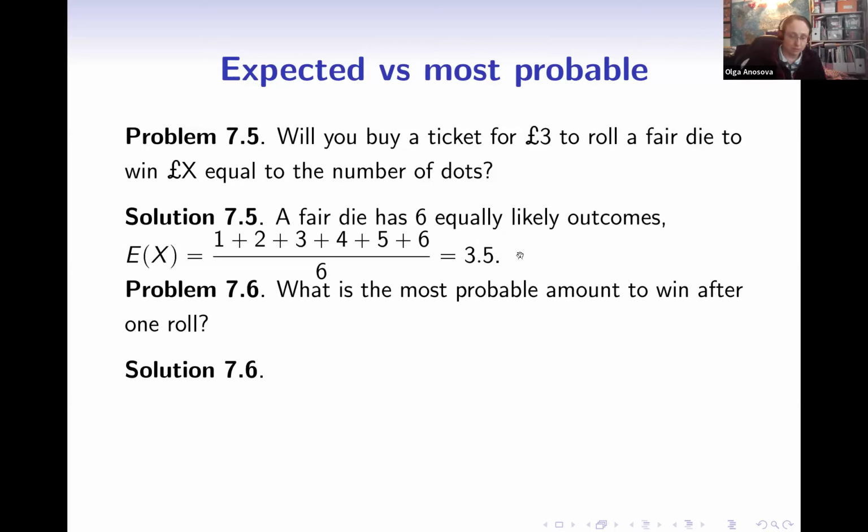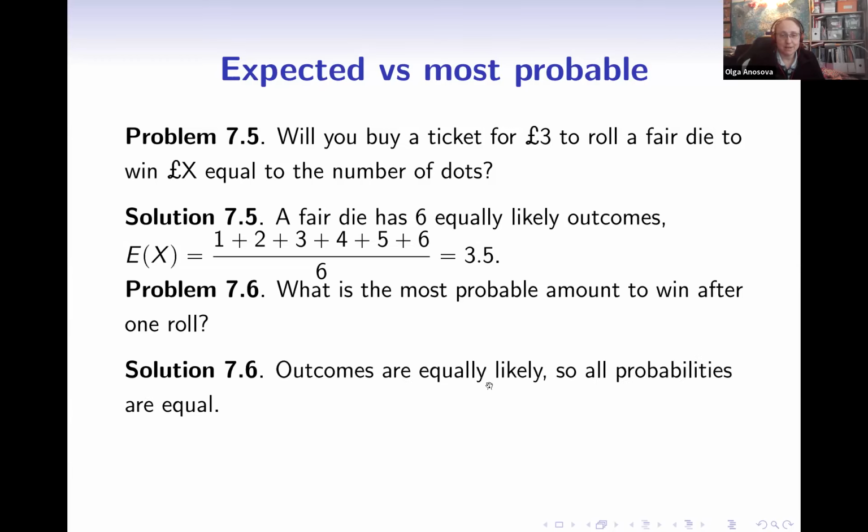A similar question. What then is the most probable amount to win after one roll? Because you see 3.5, you can't really win this amount. You can win 3, you can win 4, you can win 1, you can win 6, but not exactly 3.5. So what is the most probable amount to win? What do you think? Yes, very good, Daniel. Indeed, they are all equal probabilities, which means that all values are equally likely. And that confuses people actually quite a lot.